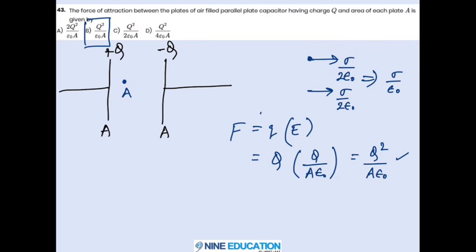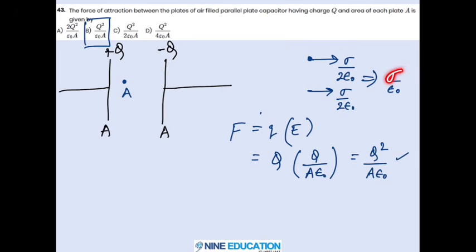Okay, coming back to the question. What we have done here is that the force acting on this plate is the electric field acting on this plate into the charge on this plate. So the electric field is this much and the charge on the plate is capital Q, which gives the force. The mistake here is that when you're writing the electric field acting on this plate, that electric field should only be due to the other plate.